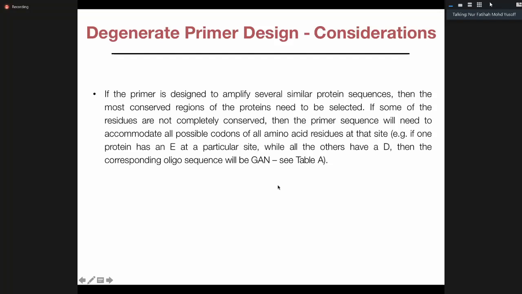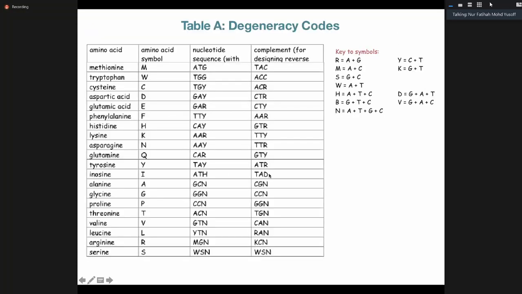Okay, so you can also refer to this table for the designing. So this is the degeneracy code. You can look at here the amino acid residues and the symbol that you can use when you want to design the primer. Nucleotide sequence and complement. This is for the reverse sequence. Okay.